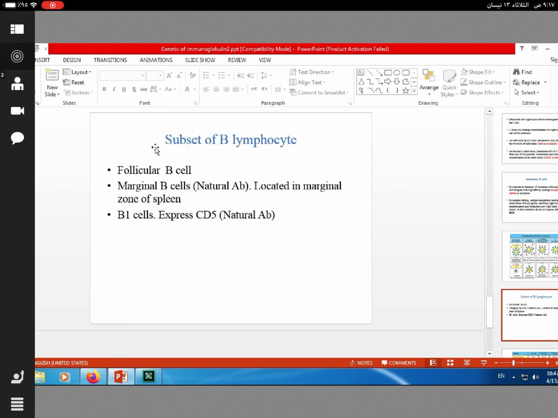So, different subsets of B lymphocytes: follicular B cells, marginal zone B cells, and B1 cells. In marginal zone B cells and B1 cells, the variable domain is not very variable, but the variable domain of follicular B cells is highly variable.